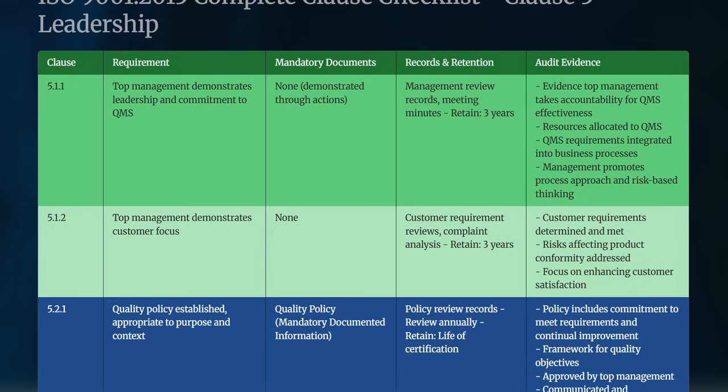For clause 5.1.2, it requires top management to demonstrate customer focus. There is no mandatory document here, but for records you need customer requirements review records and complaints analysis, and you retain those records for 3 years. For the auditor, you need to present evidence including customer requirements being determined and met, risks affecting product conformity being addressed, and a focus on enhancing customer satisfaction.